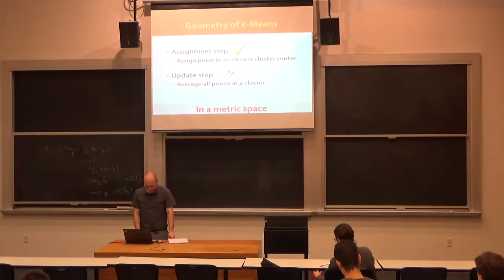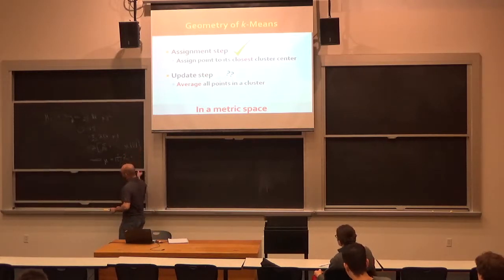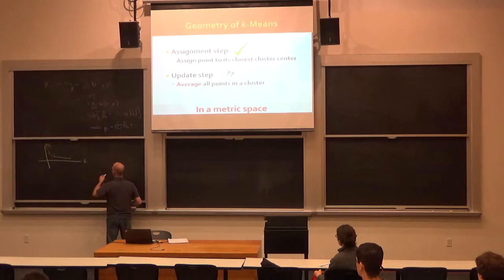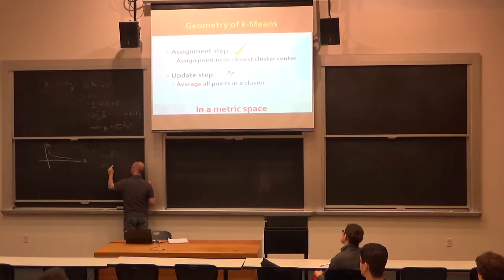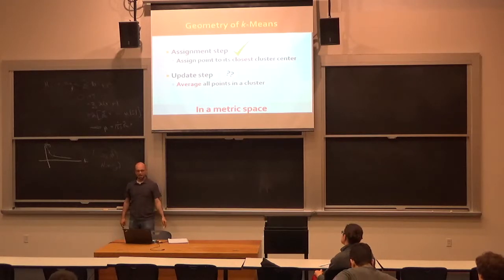But then there's a second step, this update, this averaging step. And the question is, if I'm in a space, and all I know about it is that it's a set of points S equipped with a function d, so that d(x, y) maybe satisfies the triangle inequality, it's a distance function, whatever. What does it mean to average? We actually haven't really explored that.